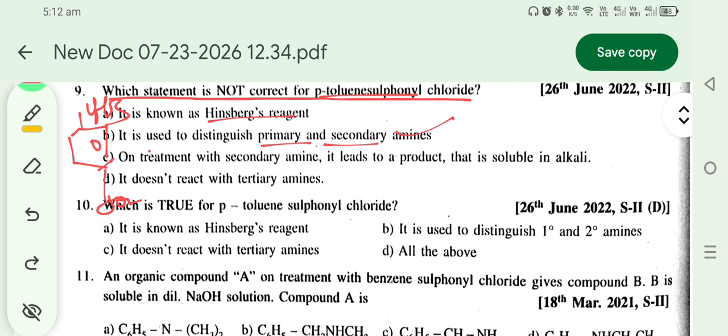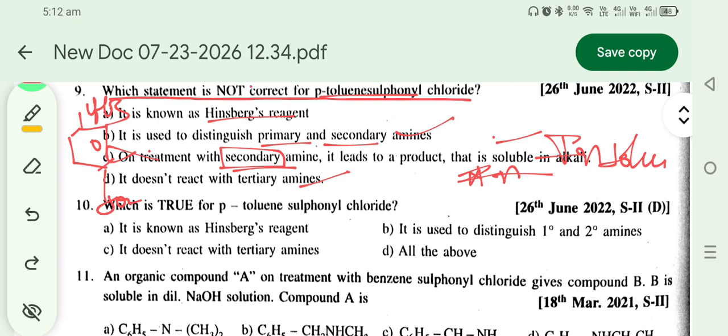On treatment with a secondary amine it leads to a product soluble in KOH. The primary amine product is soluble, the secondary amine product is insoluble. Given the statement with respect to secondary amine, it gives an insoluble product. So it is the wrong statement. It does not react with the tertiary amine. It is also a true statement. The incorrect one is C.